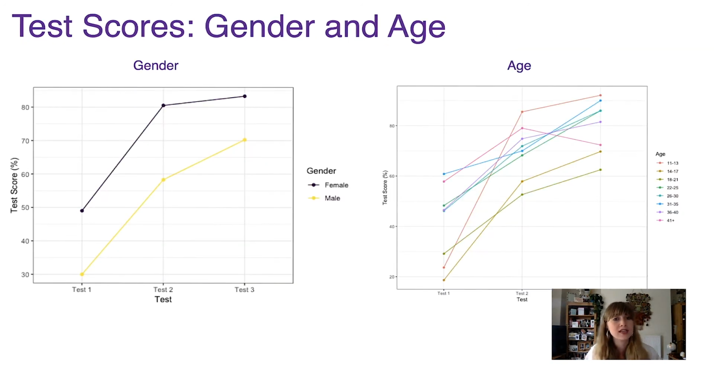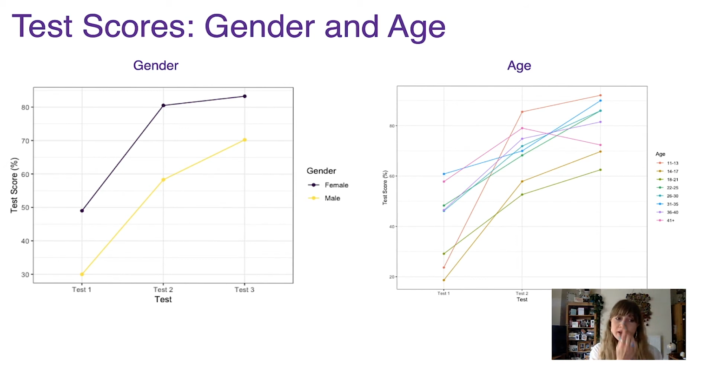Then we can look at the test scores by some of this information that we obtained from the students. This is looking at the whole sample. When we look at the differences in test score, we can look by gender and age. On the left here, we've got gender, female in purple and male in yellow. As you can see, on average, female test scores were higher than male test scores.